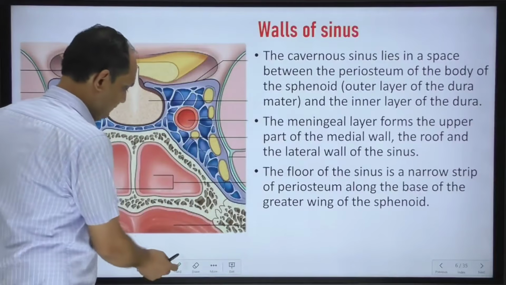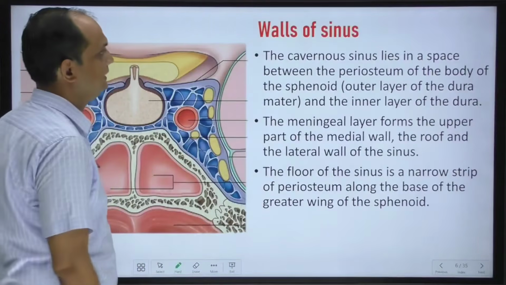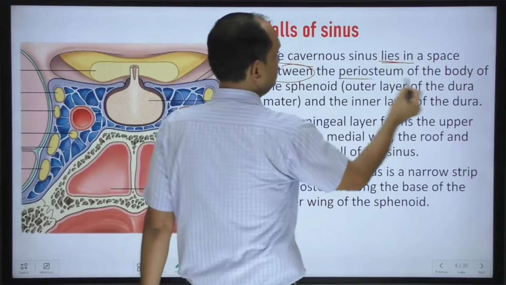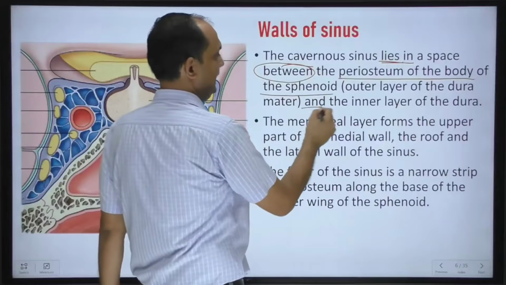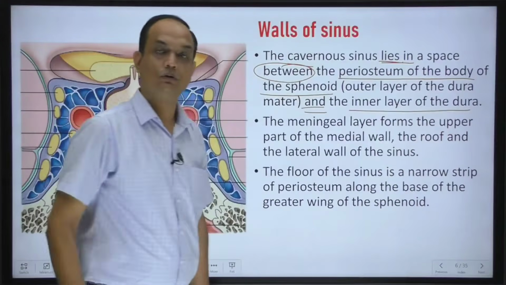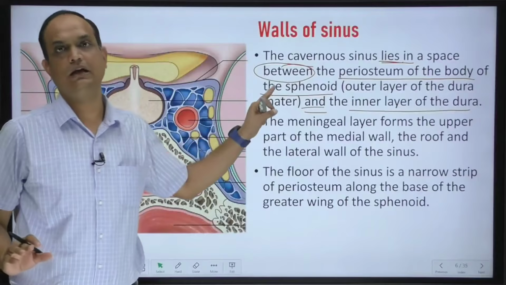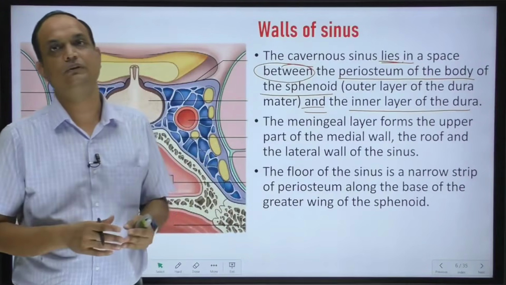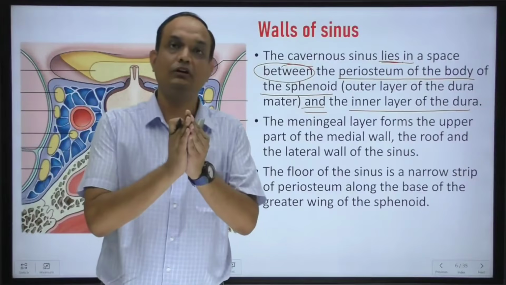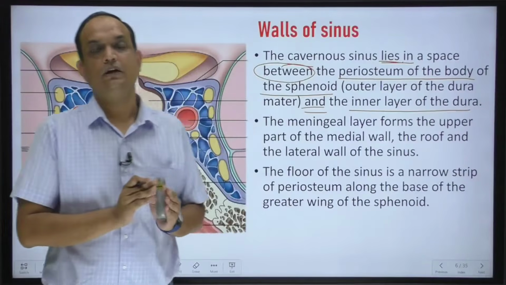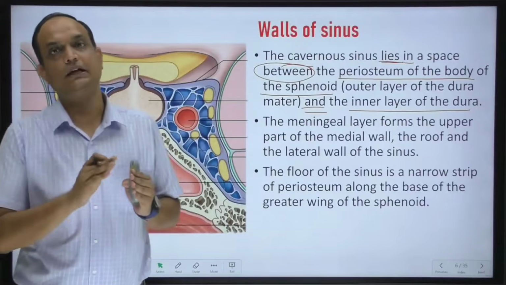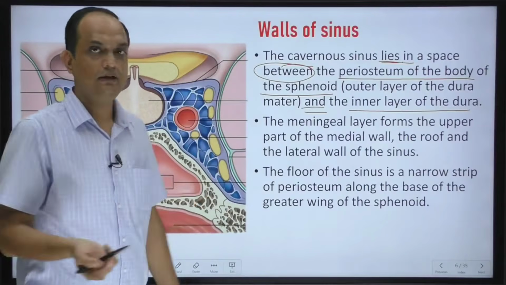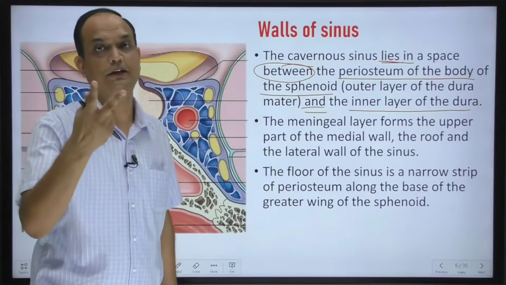Now this is an important concept when you are reading the sinus: it lies in the space between the periosteum of the body of sphenoid and the inner layer of dura. It is a very commonly asked question where we have the dural venous sinuses. We know that dural venous sinuses are always present because of the separation of two layers of the dura mater outside the brain. The inner layer is the meningeal layer, the outer layer is the periosteum. In the same way, this sinus is also present because of the splitting of these two layers.